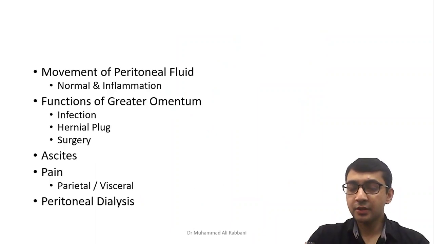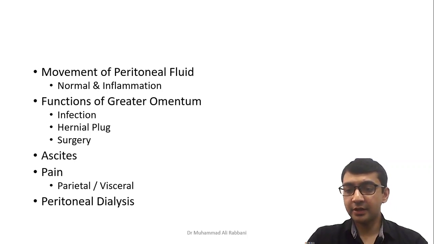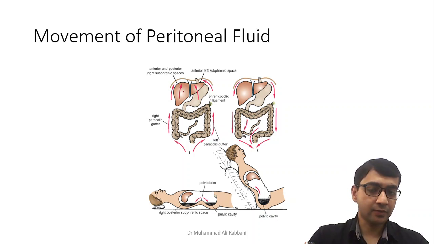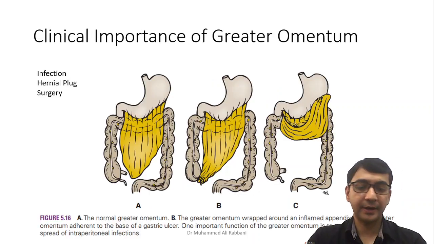So we'll discuss the movement of peritoneal fluid. Just discussed that with function of greater omentum, ascites, pain, and peritoneal dialysis. So this is the movement of peritoneal fluid. It is from below upwards, and due to that, to prevent the absorption and the irritation of diaphragm, the person with infective peritonitis is usually made to sit upright.